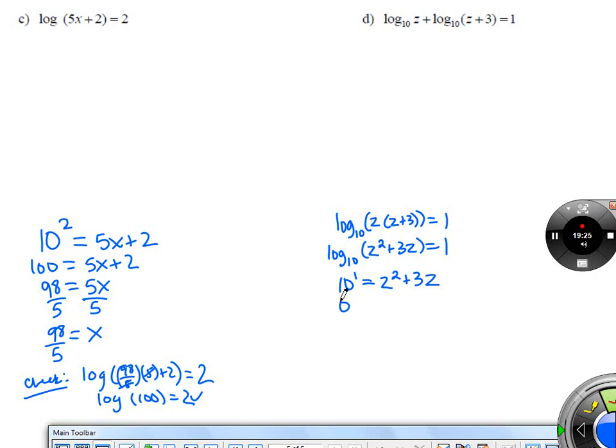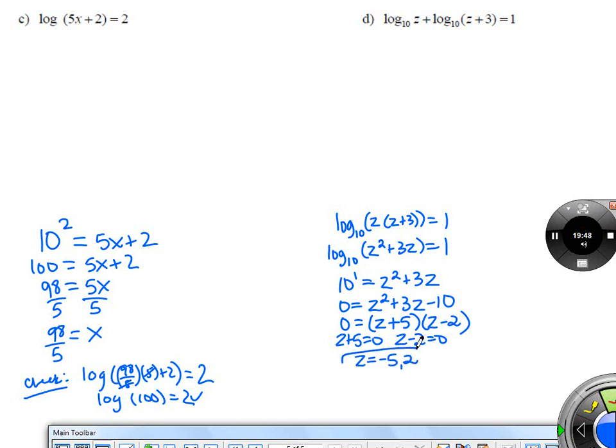Again, this is a quadratic, so I'm going to go ahead and get all the terms on the same side of the equation, and factor if possible. Here it is. And then I'm going to set each of those equal to 0 to find the possibilities for z. So z can equal negative 5 or 2. So I'm going to go ahead and check. So I'm going to check negative 5.